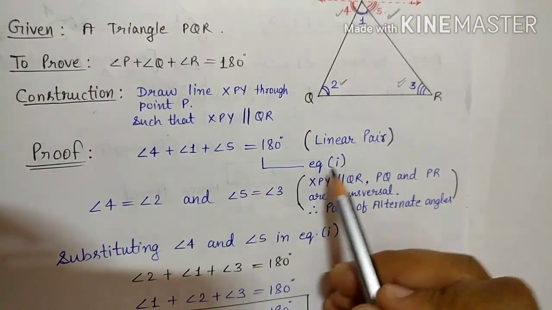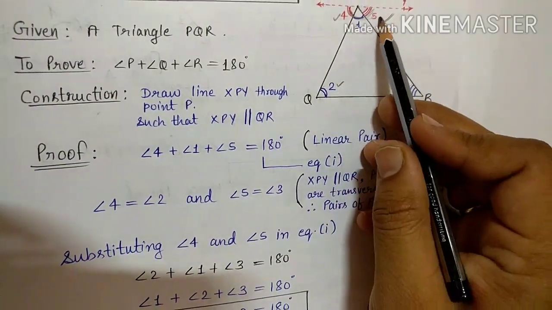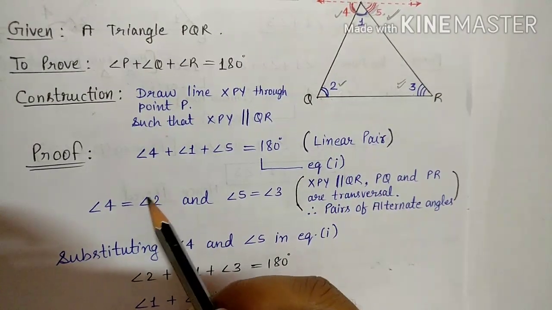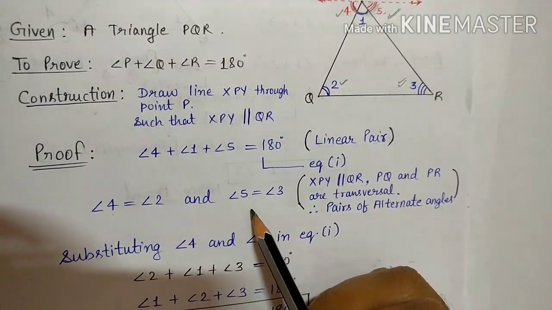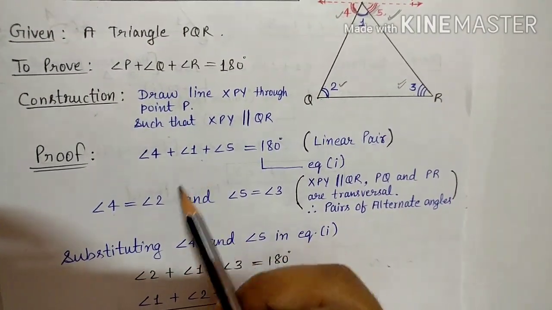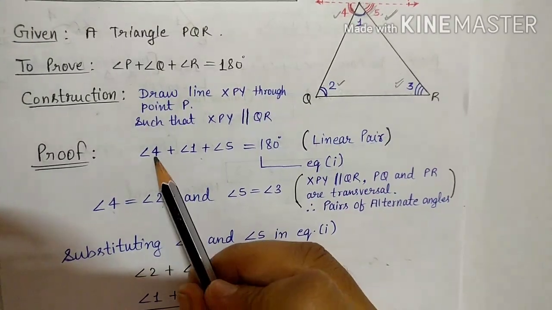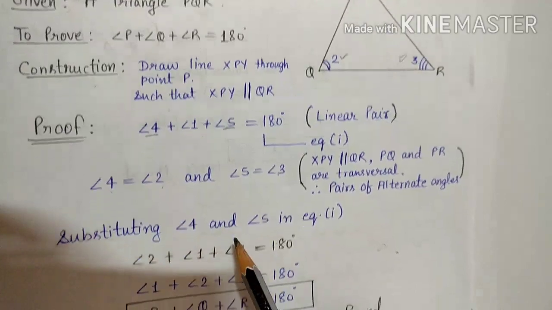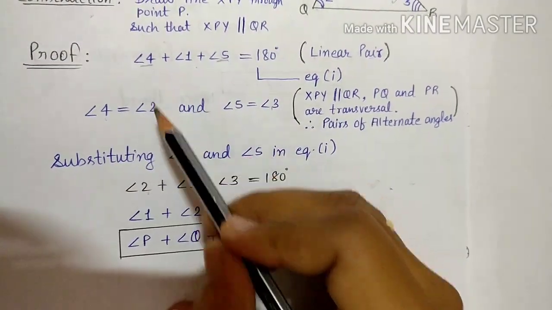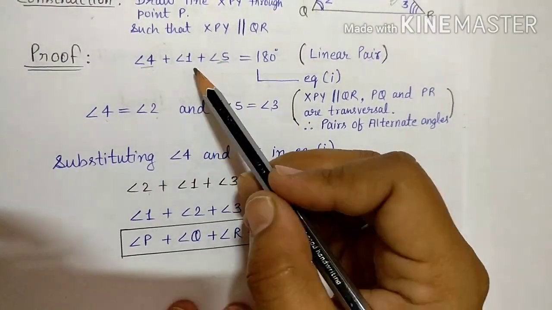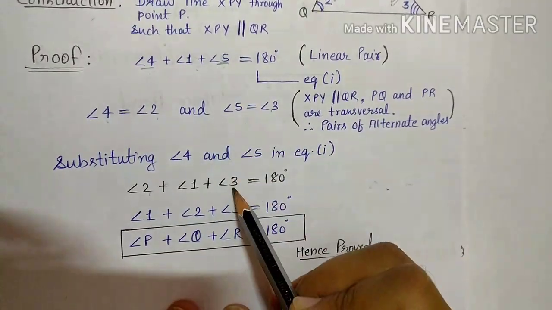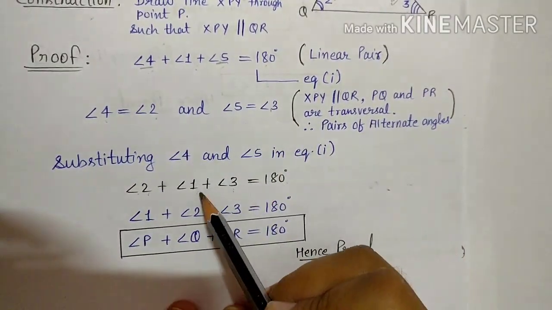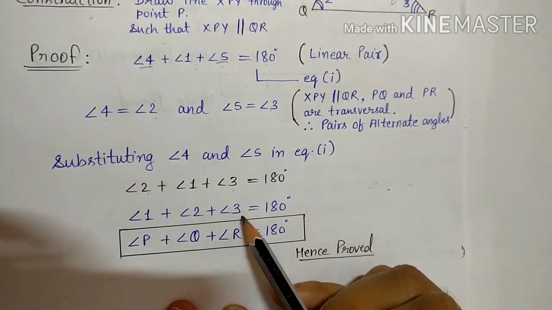Okay, so equation 1 says angle 4 plus angle 1 plus angle 5 equals 180. Now we will substitute the values of angle 4 and angle 5 in equation 1. In place of angle 4 what will come? Angle 2. In place of angle 5 what will come? Angle 3. Angle 1 will remain the same. So angle 2 plus angle 1 plus angle 3 equals how much? 180 degrees. We can write it as angle 1 plus angle 2 plus angle 3 equals 180.